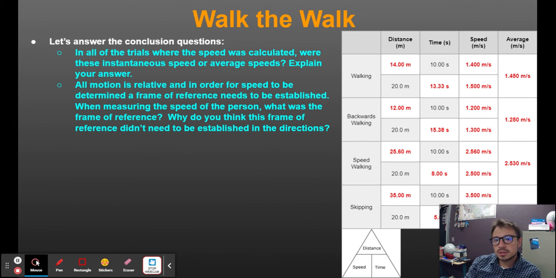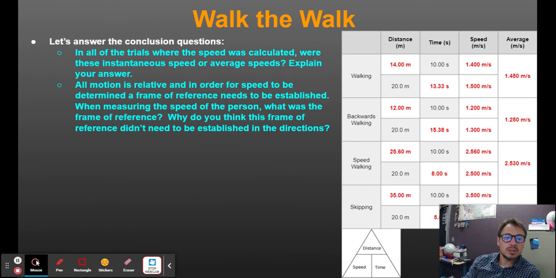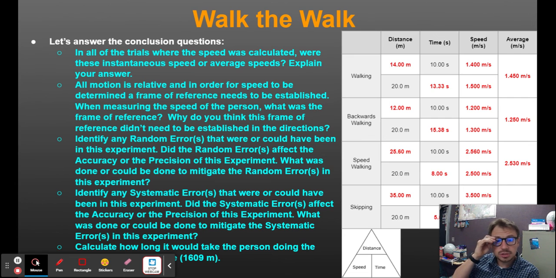All right, so keep in mind with instantaneous versus average speed, all of these were average speeds because we weren't using a radar gun, we weren't using a speedometer, we were measuring a time interval, and that is the average speed over that time interval. And then we talk about frame of reference, random errors, and systematic errors. And the last part is to look at the speed at which someone skips and calculate how long it would take them to skip a mile.